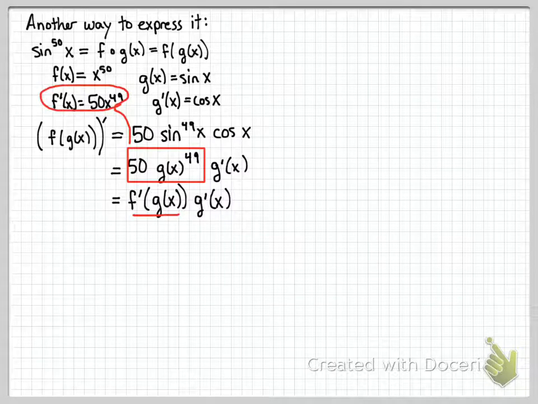And hey, that 50 g of x to the 49th is 50 something to the 49th, which comes from an f prime, and the something is g of x. So it's f prime of g of x. It's putting that g of x into the f prime of x formula.